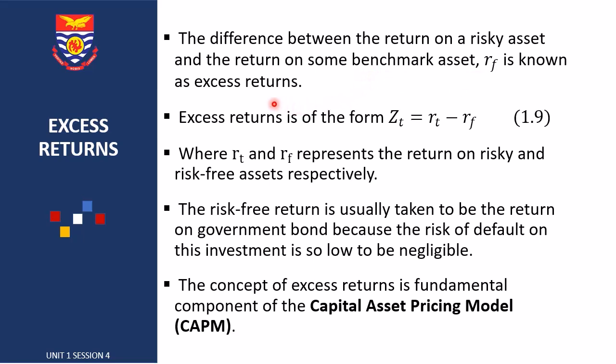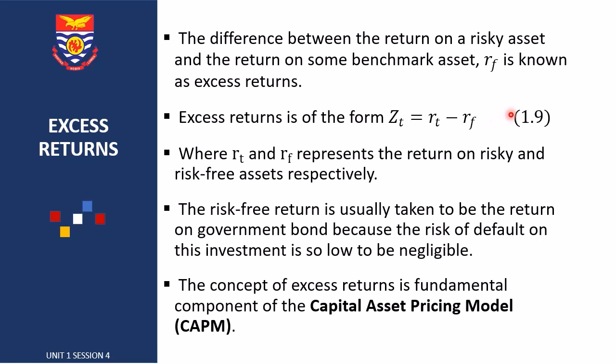So the equation for the excess returns is given as Z_t, which is the excess return, is equal to R_t, which is the return on a risky asset, minus R_f, which is the return on risk-free assets. Mostly we consider investment in government bonds or treasury bills as risk-free. So the rate on the treasury bills is mostly regarded as the risk-free rate, which is this R_f.